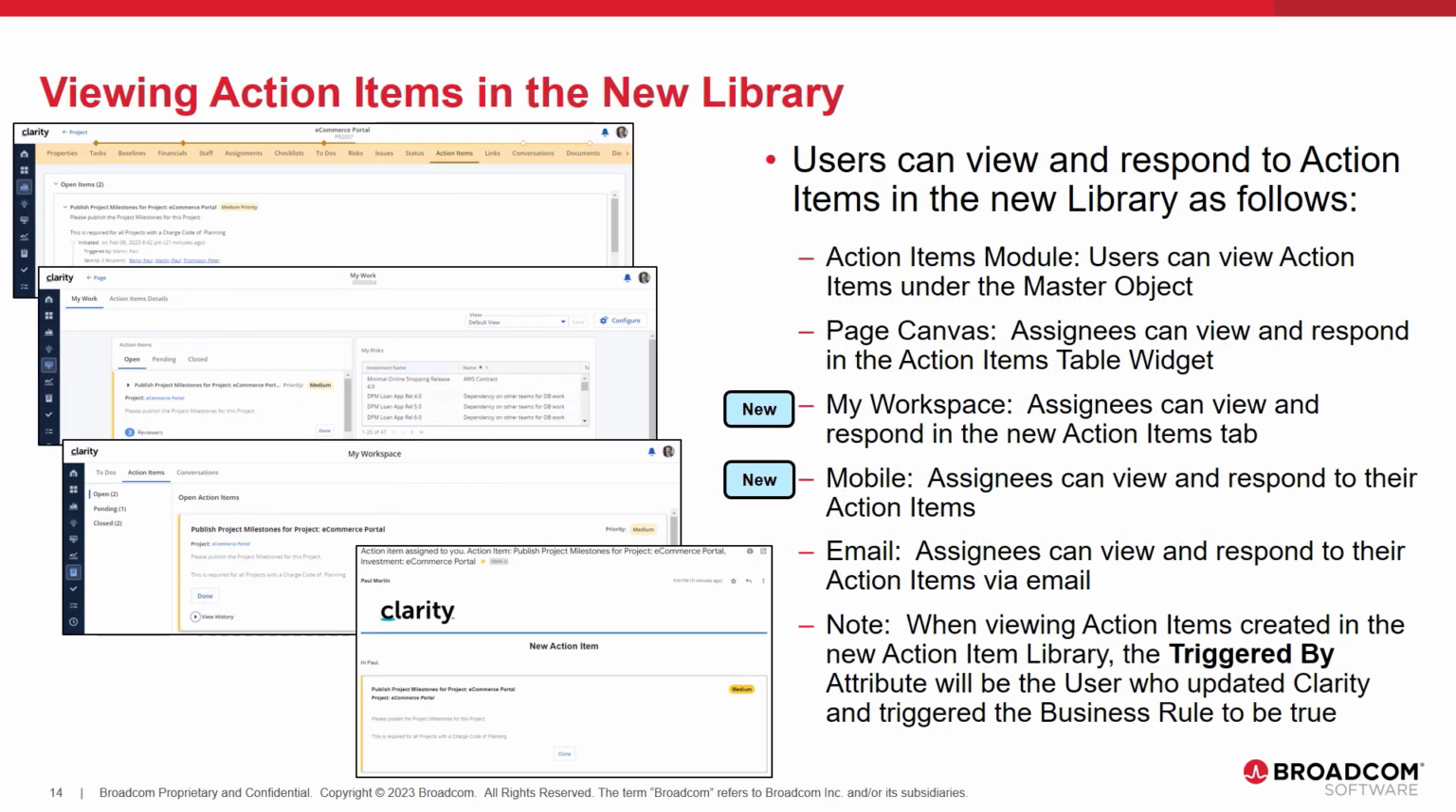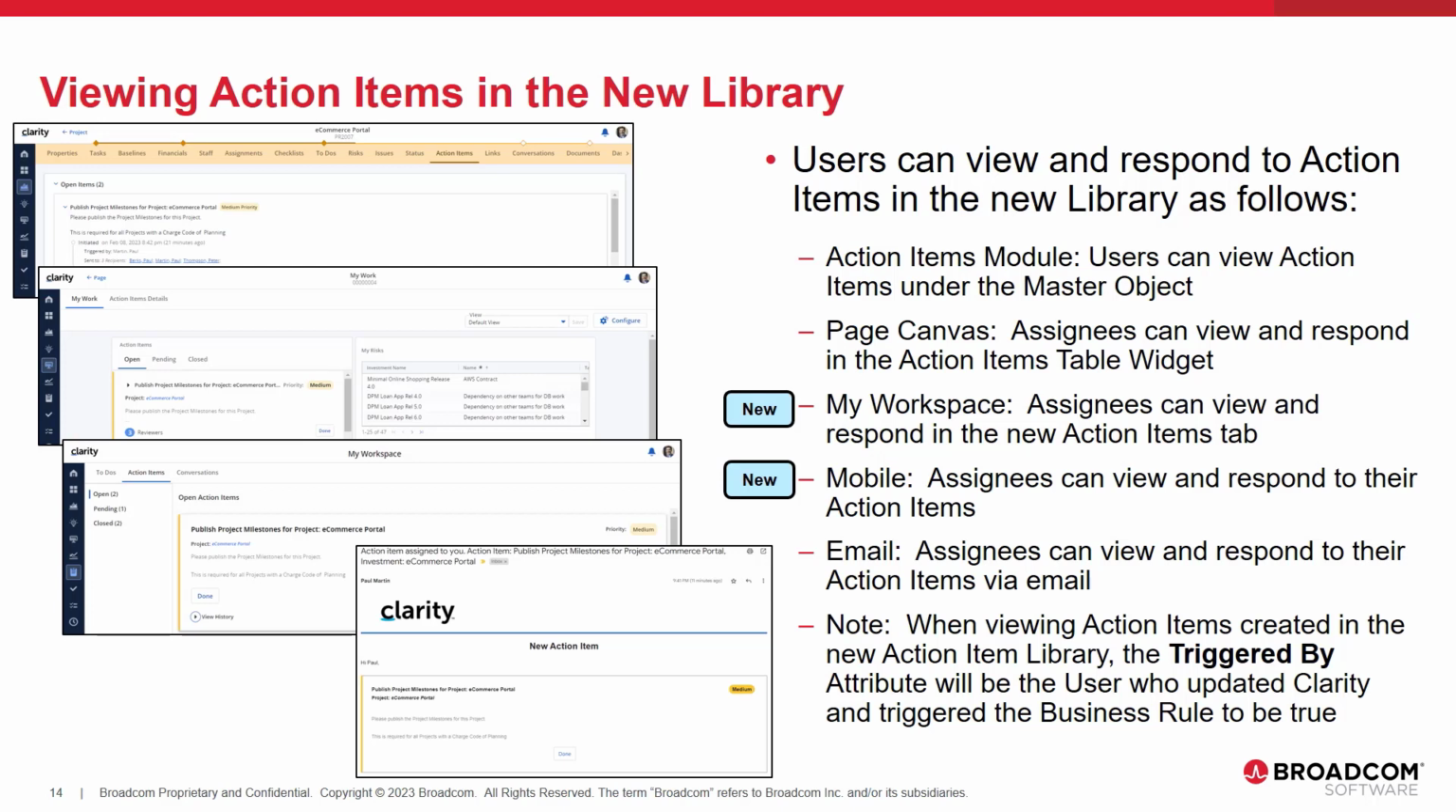Users can view these action items in the new library in the modern UX in a couple of different places. For supported master objects, like project and other investments, you can navigate to the Action Items module, and you'll be able to view the action items that are under that master object. You could also navigate to a page canvas and look at the action items table widget, and here is where assignees will be able to see the action items that they need to respond to, and they'll be able to respond to them directly here.